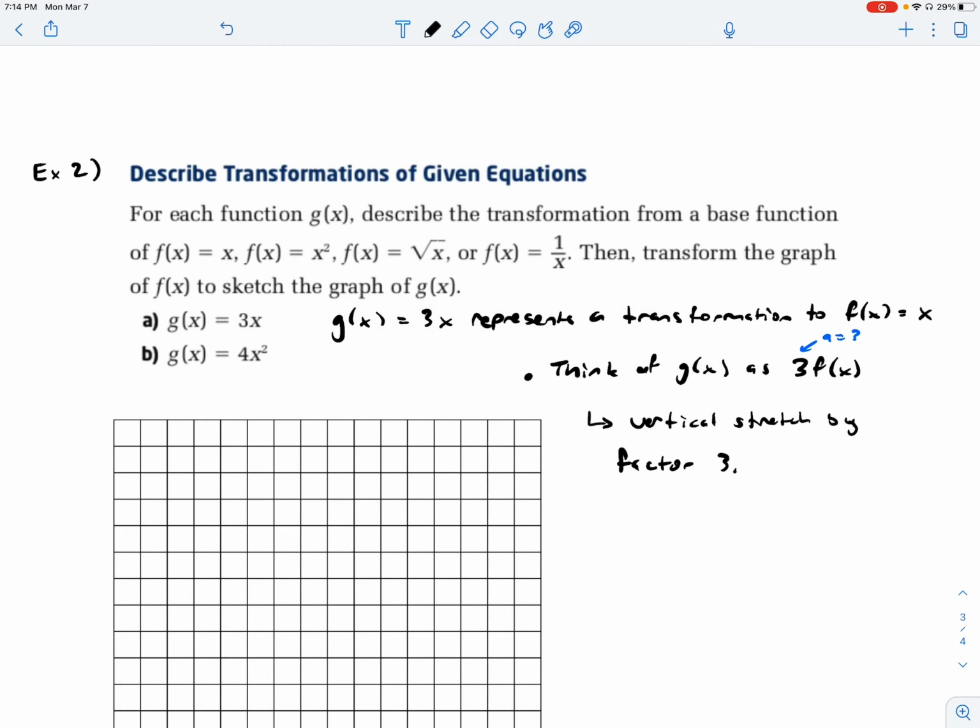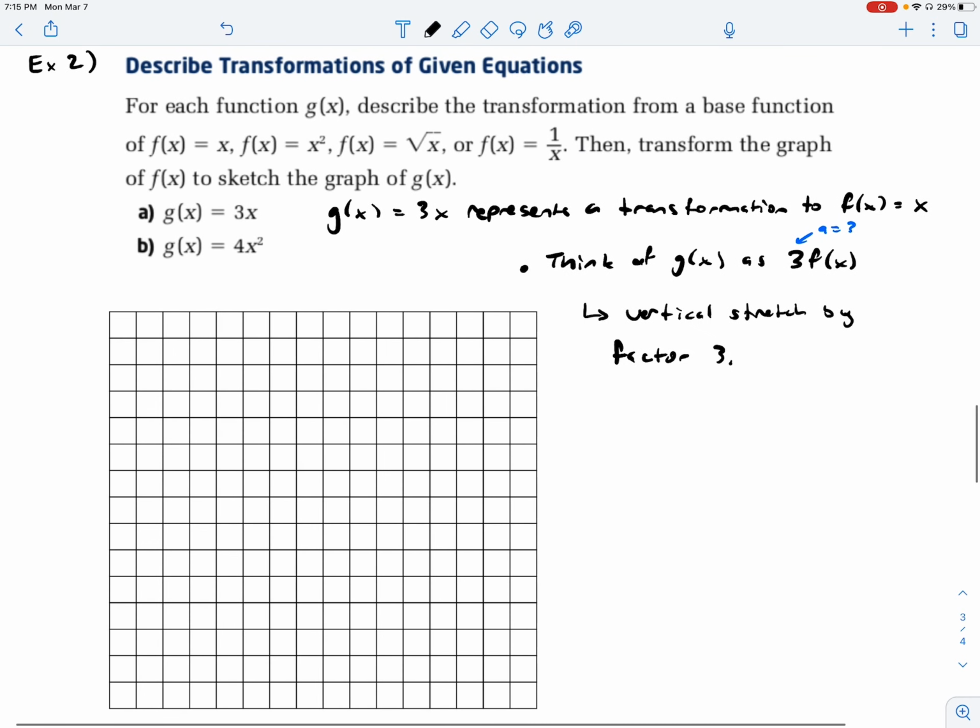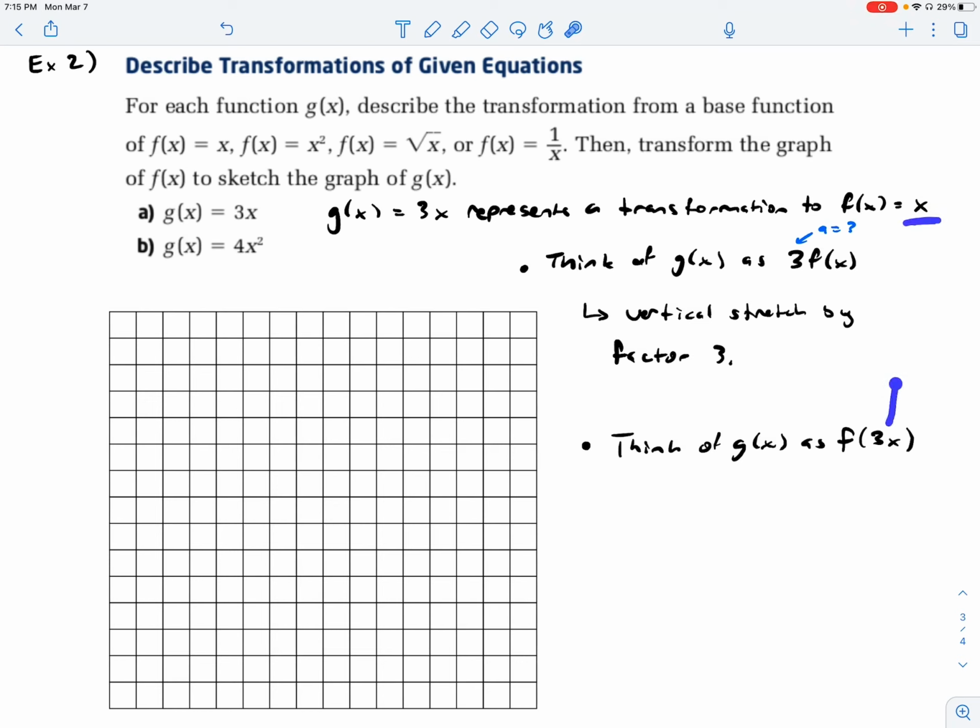The other way we can look at this would be to think of it a little bit differently. So this g of x equals 3x. What if I think of it in terms of a horizontal shift or compression? So what I mean by that is, think of g of x as f of 3 times x. Notice f of 3x means I would have to switch x in the base with 3x. So this would go here and I get 3x. So that's another way to do it.